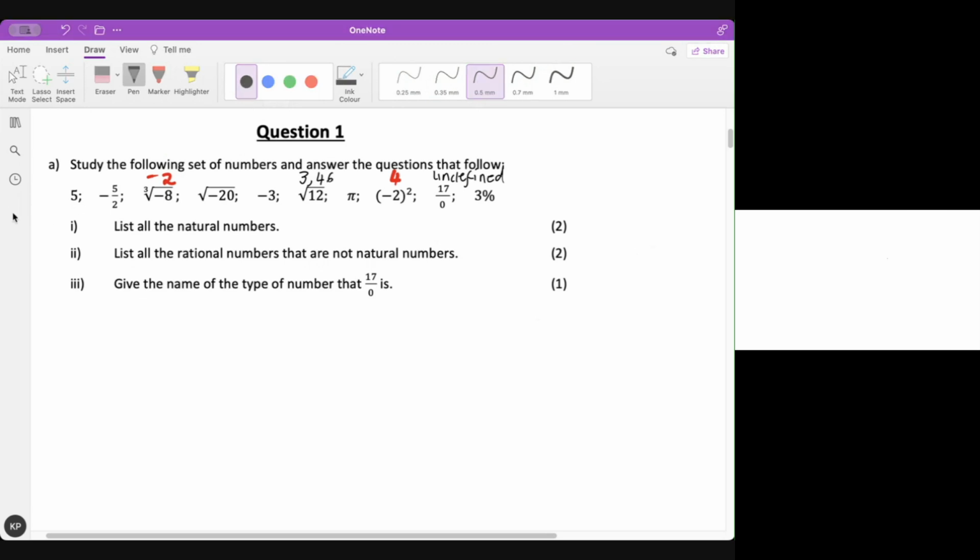Okay, now let's get answering. What would you say are all the natural numbers in this case? Just to remind us, natural numbers are numbers that start from 1 and there are no decimals included. So they're all your counting numbers. 1, 2, 3, 4, 5, 6, 7.